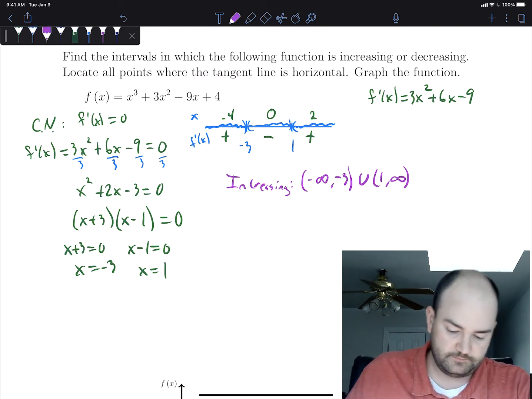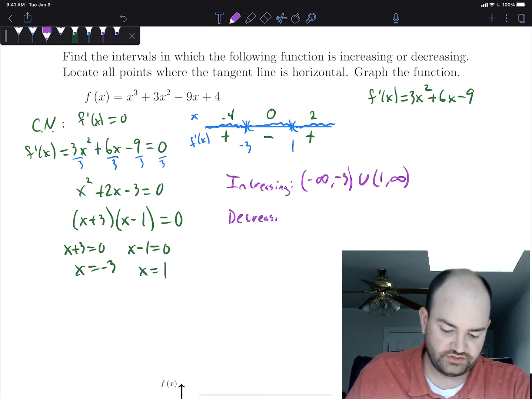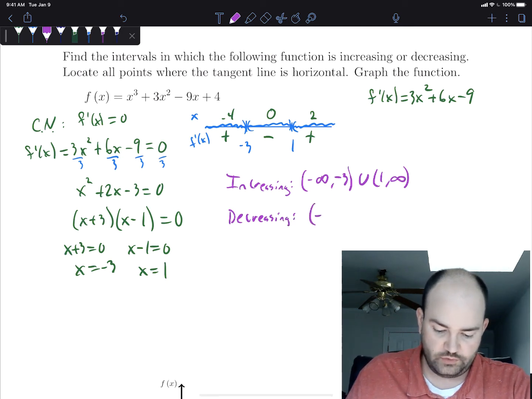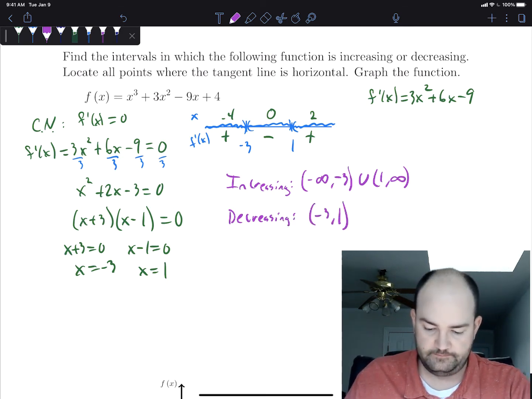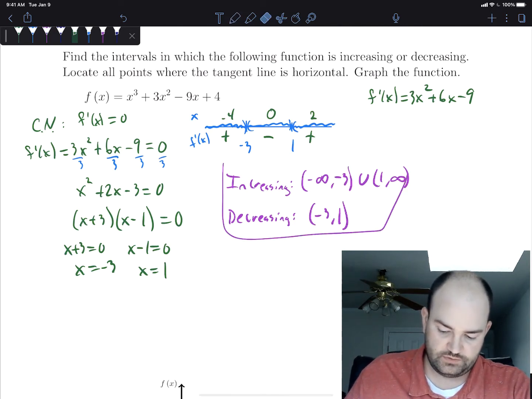So for the decreasing regions, we are between -3 and 1. And there you go.